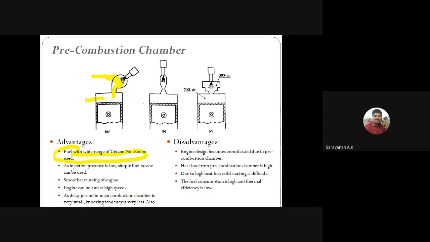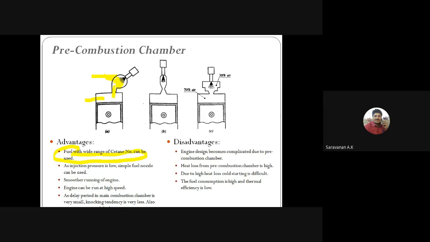We can use the Pintle nozzle, which is most preferably used here. Then there is smooth running of the engine, and the engine can run at very high speeds with this type of combustion chamber. The delay period of the main combustion chamber is very small, so obviously the knocking tendency will be reduced, and the engine will run well with a high compression ratio, so the efficiency will be somewhat increased. So these are the advantages.